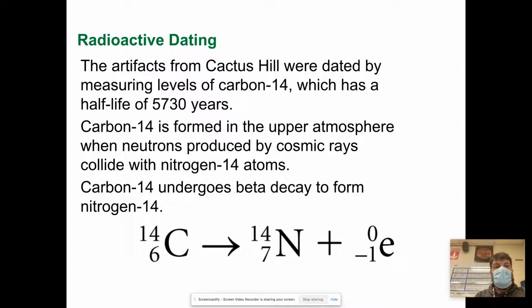So anyways, the artifacts of Cactus Hill were dated by using carbon-14 dating, which has a half-life of 5,700 years, basically. Carbon-14 is formed in the upper atmosphere when neutrons produced by cosmic rays collide with nitrogen-14 atoms. Carbon-14 undergoes beta decay, and it forms nitrogen-14. So if you look on the periodic table, you have nitrogen, which is just one group to the right of carbon. So they're very similar.